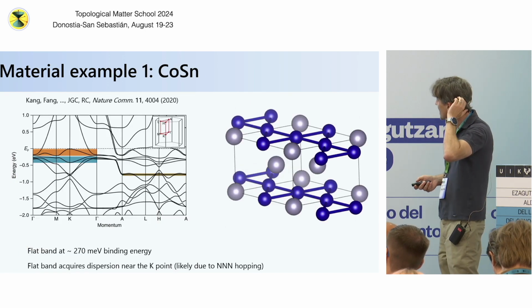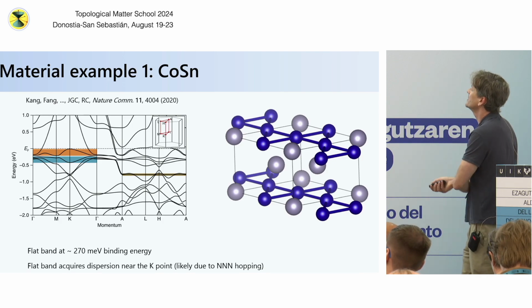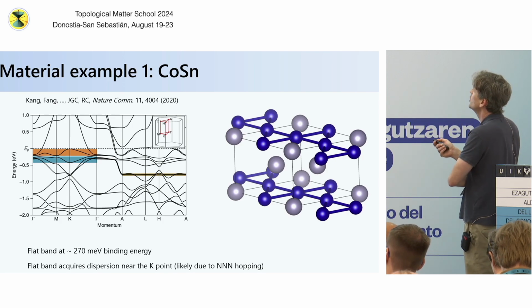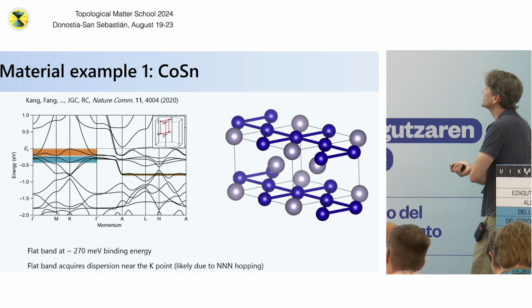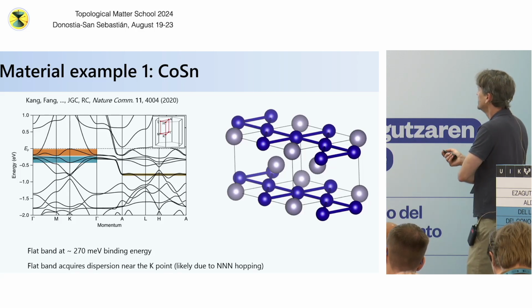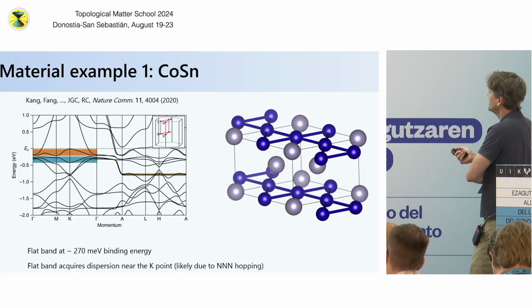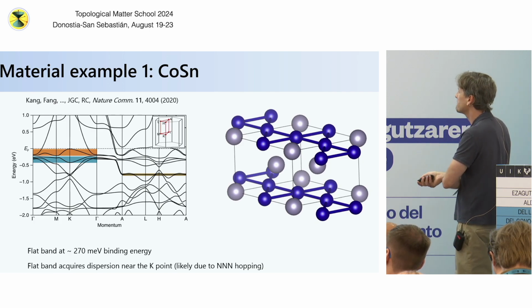Okay, but one that does have a bulk flat band that seems to be reasonably close to the Fermi level is the same structure. This is now cobalt tin. So this is a non-magnetic Kagome lattice. And again, it's the same structure. So in this case, it's a Kagome net of cobalt ions. And so here's the DFT band structure.